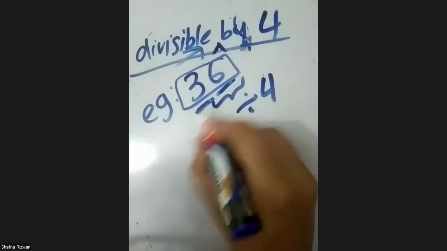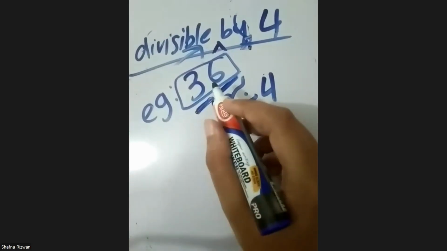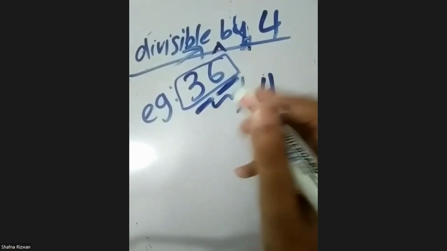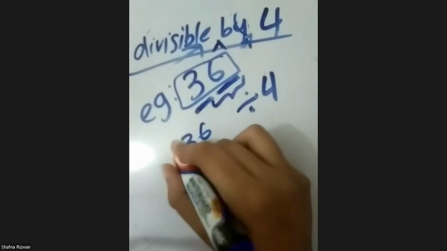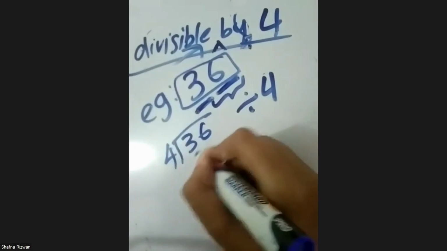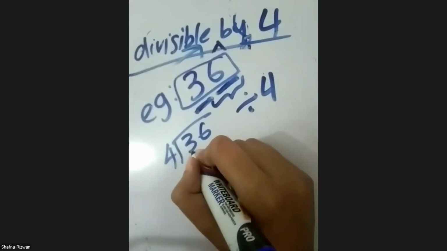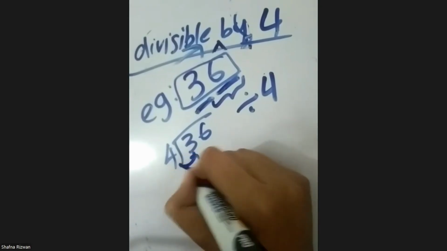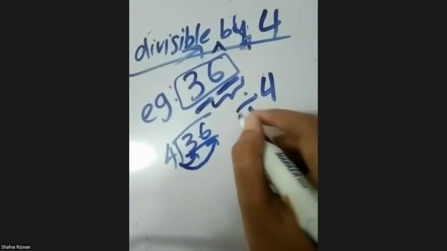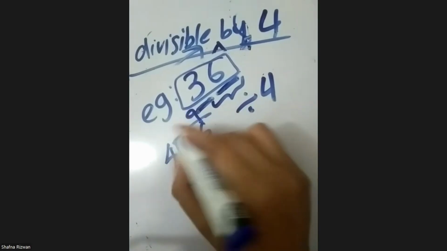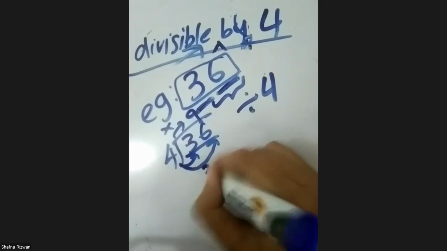How can we do that? This is the last two digits. This is the number with only two digits. So I am dividing this by 4. When I divide this by 4, how much will you all get? In 3, do you all have 4? No. But in 36, do you all have 4? Yes. How many 4s do you all have? 9. 9 4s are how much? 36.